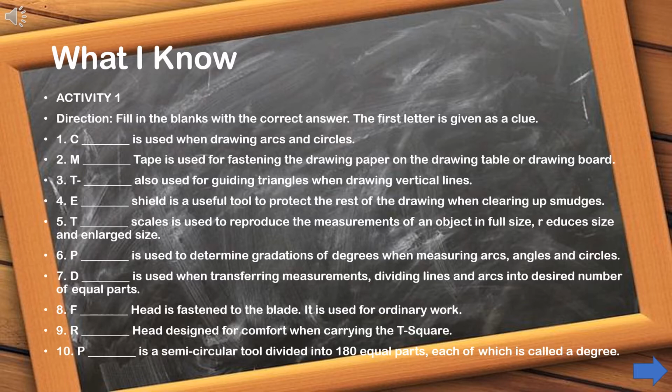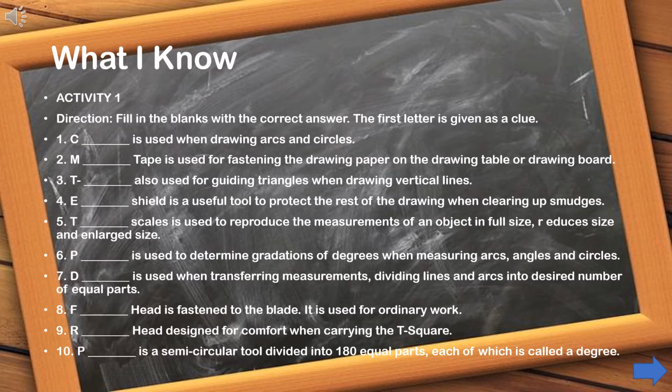4. E blank shield is a useful tool to protect the rest of the drawing when clearing up smudges. 5. T blank scales is used to reproduce the measurements of an object in full size, reduced size and enlarged size. 6. P blank is used to determine gradations of degrees when measuring arcs, angles and circles. 7. D blank is used when transferring measurements, dividing lines and arcs into desired number of equal parts.